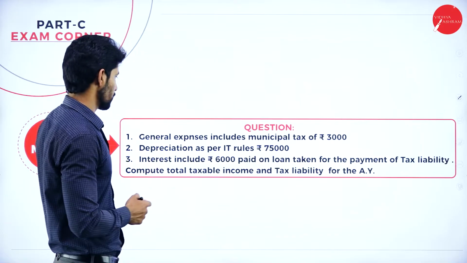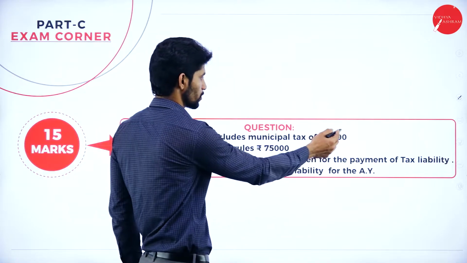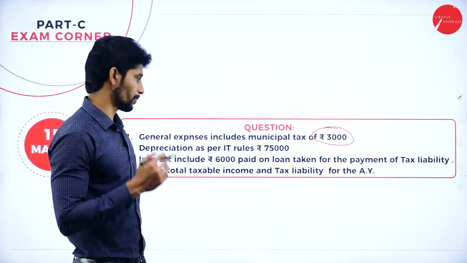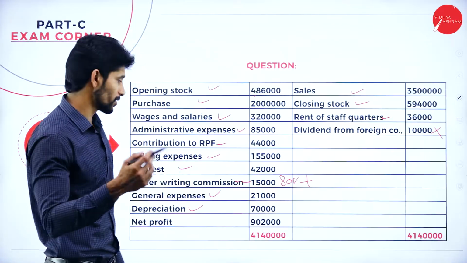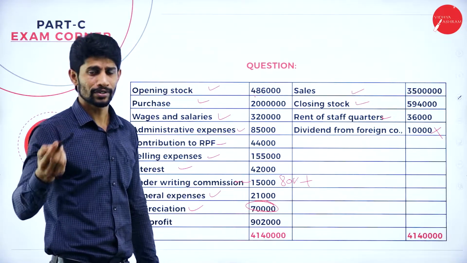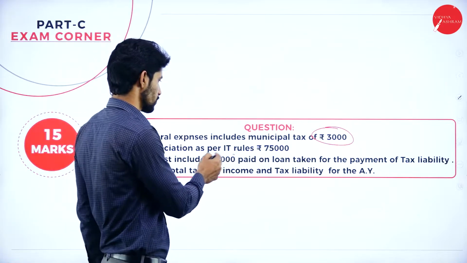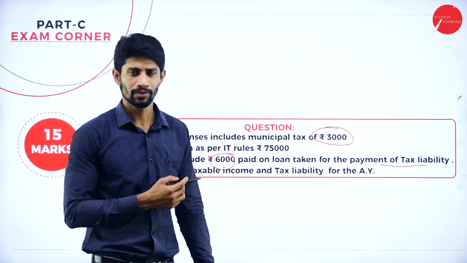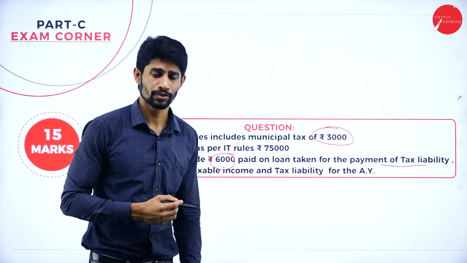Next, some additional information is given. General expenses is inclusive of rupees 3,000 of municipal tax paid. This should be added back to the net profit. Next, depreciation as per the IT rule 75,000. But what is the depreciation claimed? It is rupees 70,000. Still 5,000 you can deduct from the net profit. Next, interest includes rupees 6,000 paid on loan taken for the payment of tax liability. Yes, now this 6,000 rupees is also supposed to be added back to the net profit.